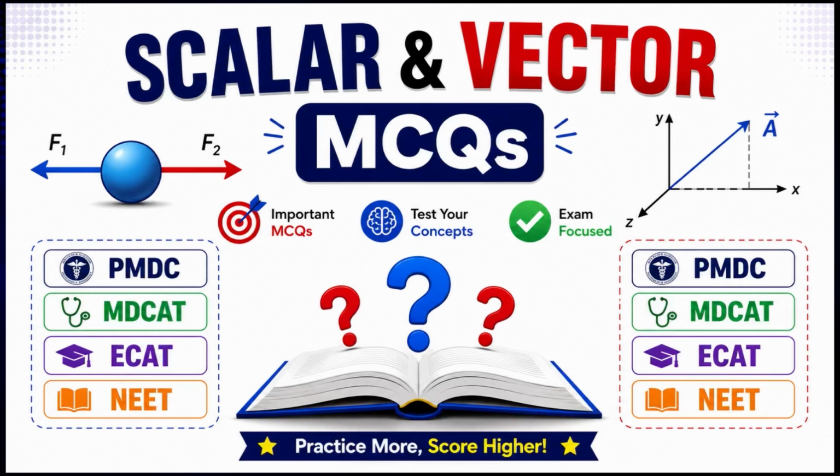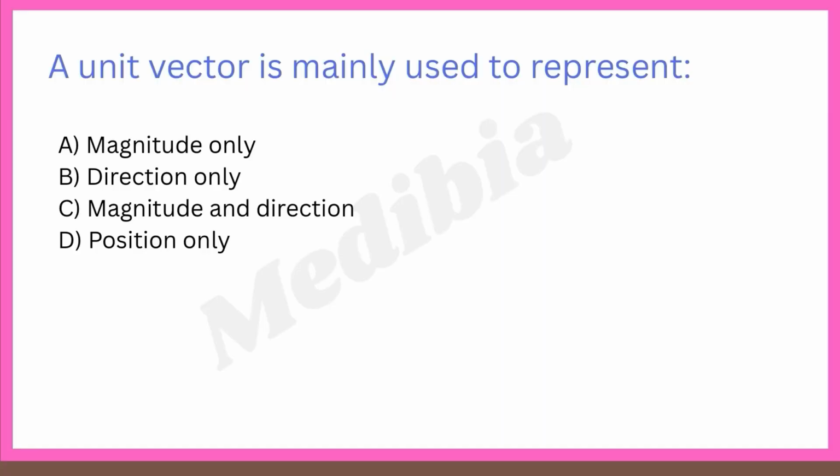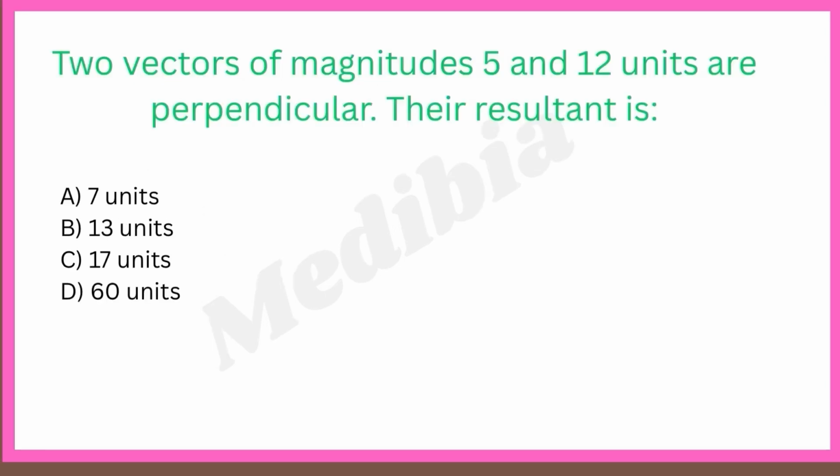Let's begin. A unit vector is mainly used to represent: magnitude only, direction only, magnitude and direction, position only. Two vectors of magnitudes 5 and 12 units are perpendicular. The resultant is: 7 units, 13 units, 17 units, 60 units.